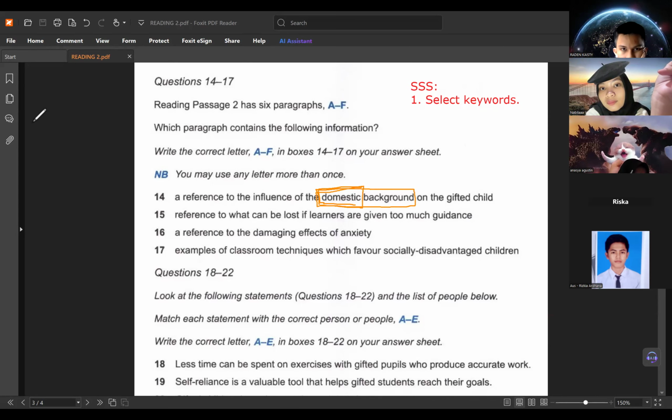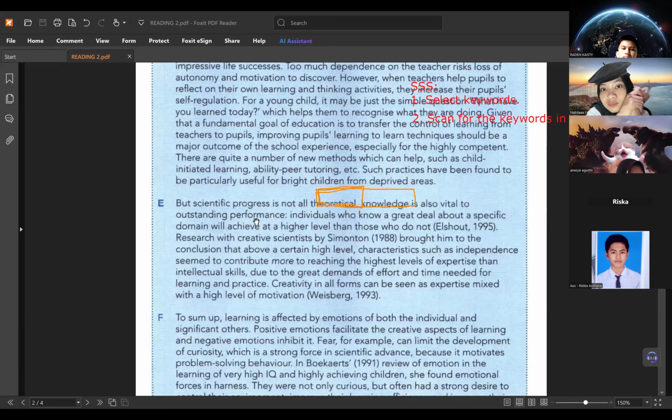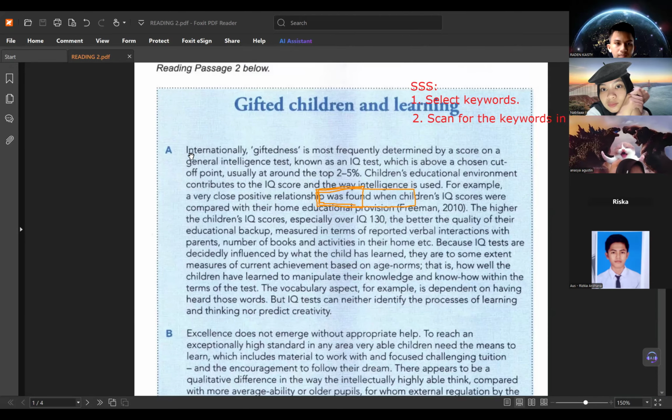After that, you do the second S. The second S is scan for the keyword in the text. Remember, scanning means looking. So look for the keywords in the text. Find it. So let's do that. Let's scan for domestic. Where do you find domestic? Domestic.